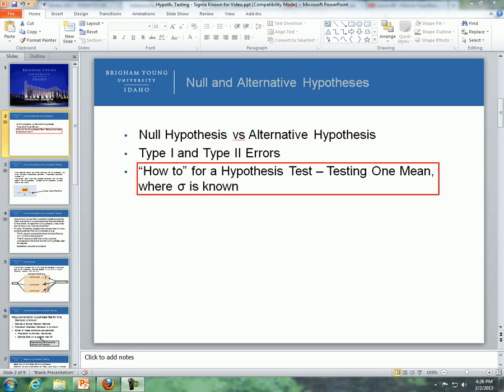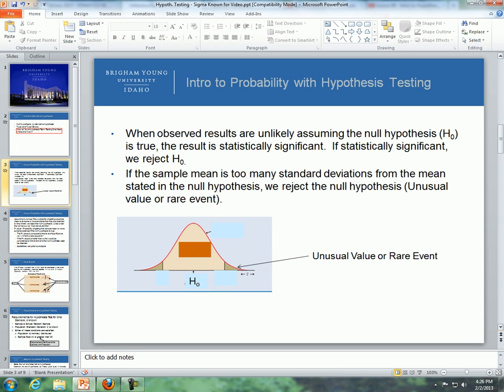Inference for one mean, sigma known, or the population standard deviation known. This is really the intro to hypothesis testing, and so now we're going to get into how to do a hypothesis test, or testing one mean where the population standard deviation is known. Okay, so now let me just give you some introduction before we get into the how-tos.